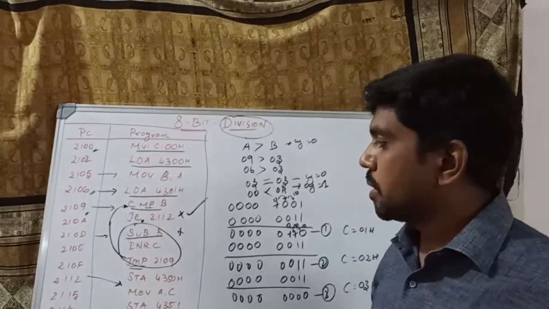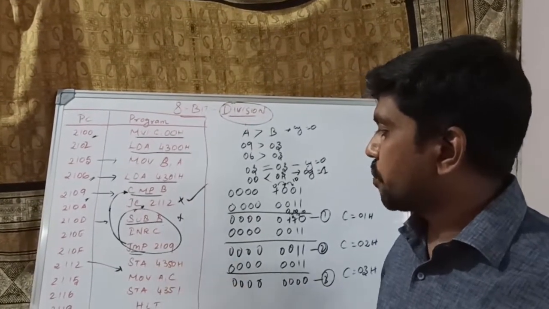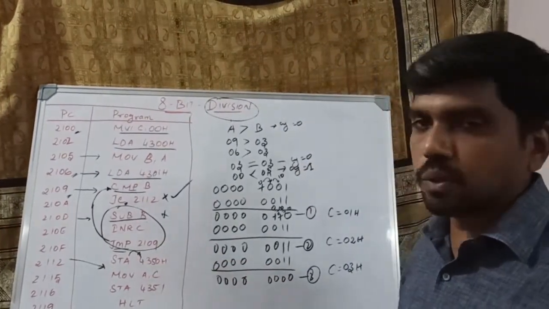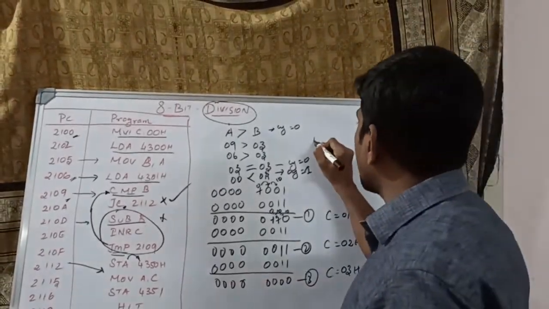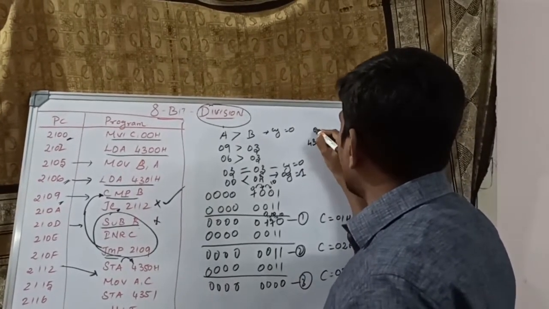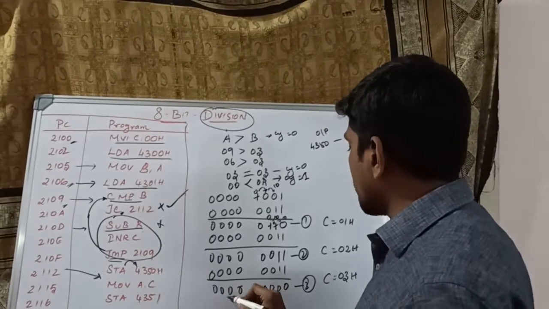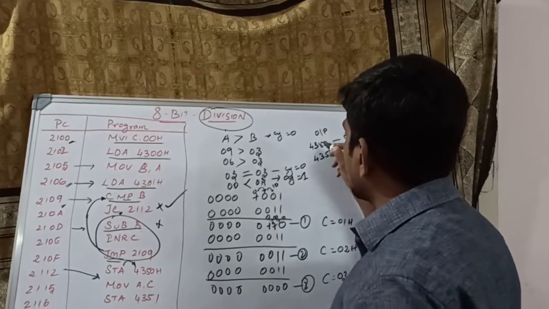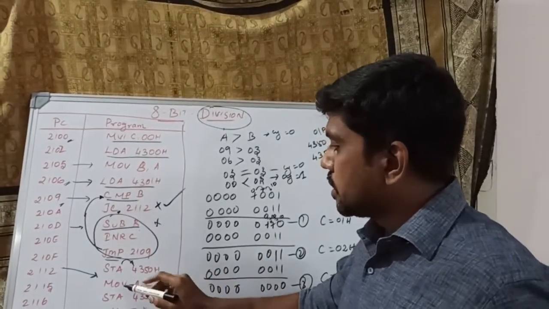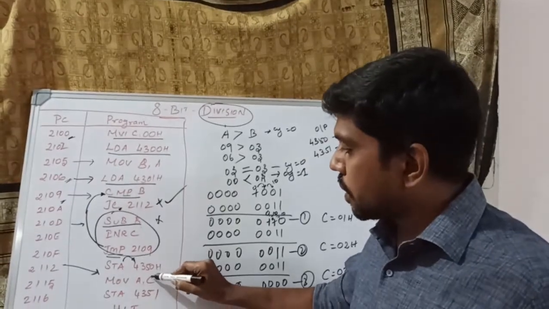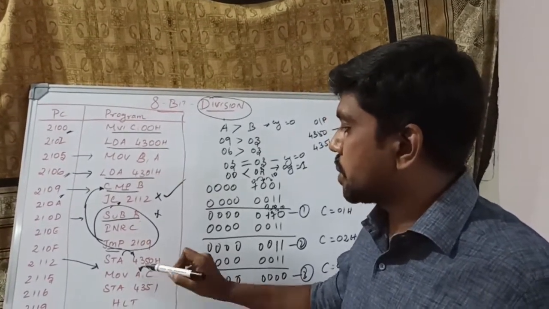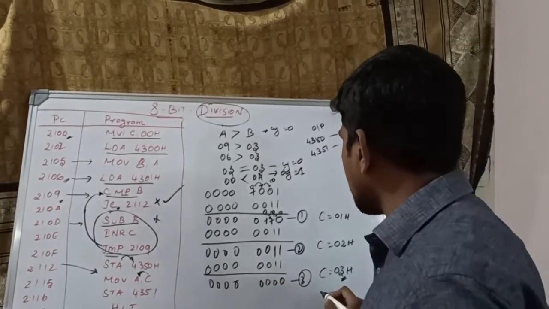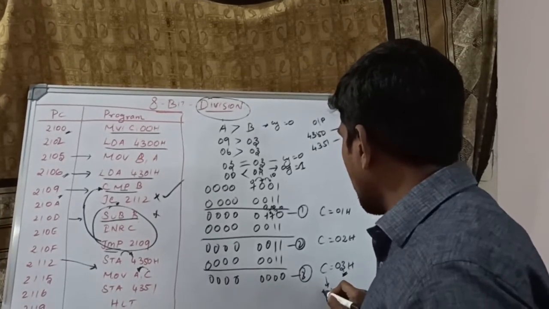So come here. In this instruction, write STA 4350. Whatever value is present in the accumulator is transferred to the 4350 memory location. So 4350 is an output. In this location you can store 00. The next instruction is at 4351, the next address location. Move A comma C. Whatever value is present in C is transferred to the accumulator. The C register value is 03. So after execution of this instruction, 03 is transferred to the accumulator.